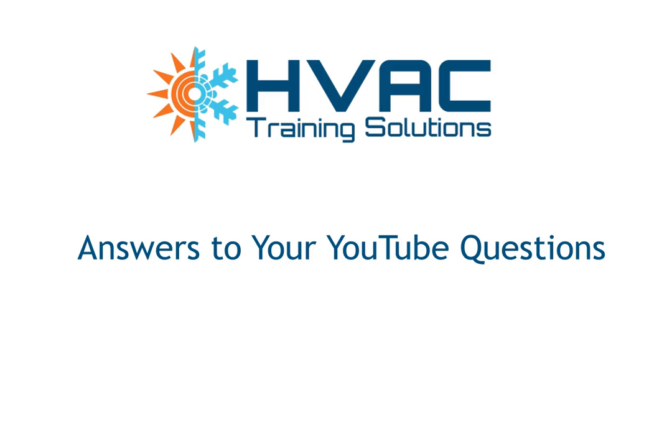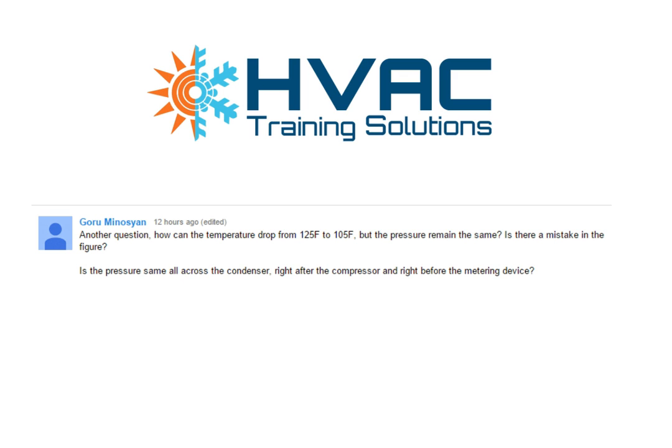I keep getting questions on the refrigeration cycle from the live training that we had a couple weeks ago. And I have a great one from Guru. The question is, how can the temperature in the condenser drop from 125 degrees Fahrenheit to 105 degrees, but the pressure remains the same? Is there a mistake in the figure? Also, is the pressure the same all across the condenser from right after the compressor to right before the metering device?